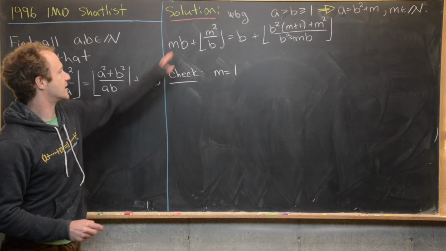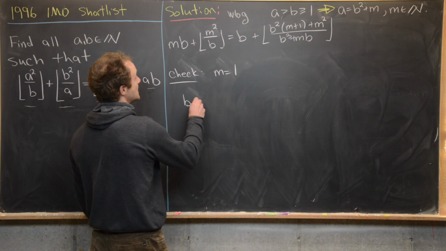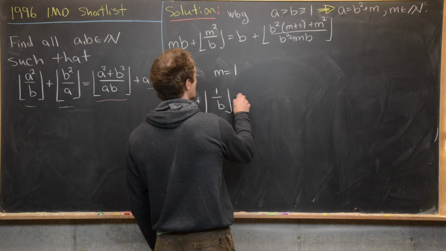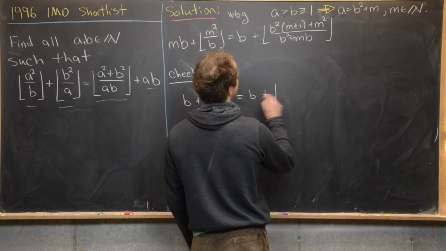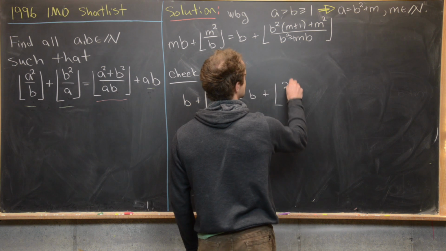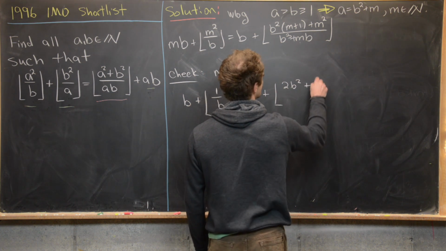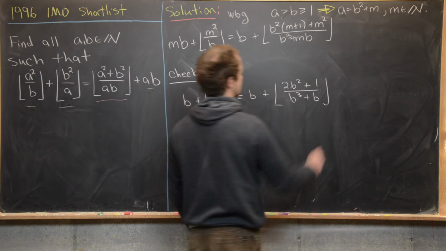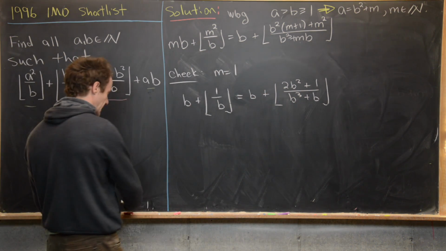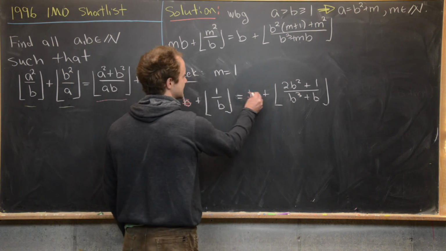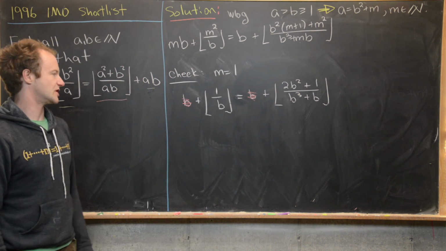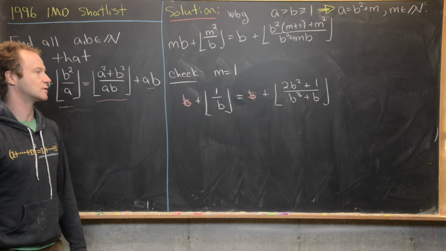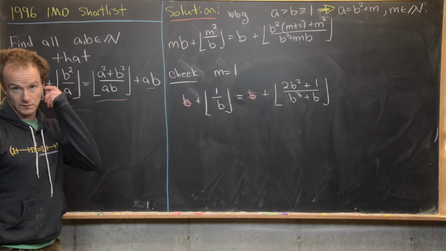So let's see what we get over here. That's going to be b plus the floor of 1 over b equals b plus the floor of, so we've got m plus 1, that's going to be 2b squared plus 1, all over b cubed plus b, like that. Now I want to notice that I can go ahead and cancel these b's from both sides, and we're left with this new equation. The floor of 1 over b equals the floor of (2b squared plus 1) over (b cubed plus 1).